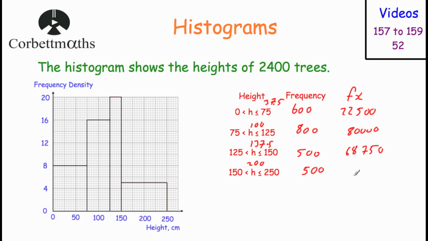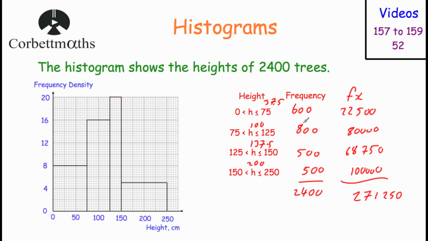Next, to find the estimated mean, we add up our fx column, so we find the grand total. And when we do that, we get 271,250. And then we divide that by the total frequency, but we're told in the question that's 2,400.